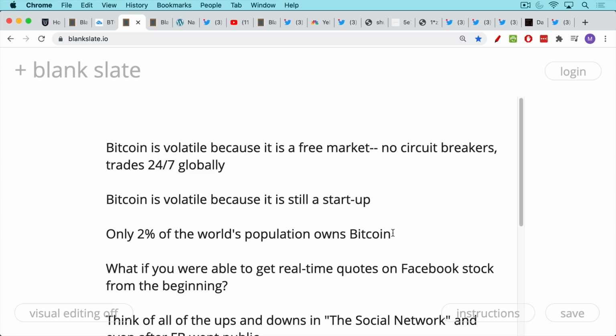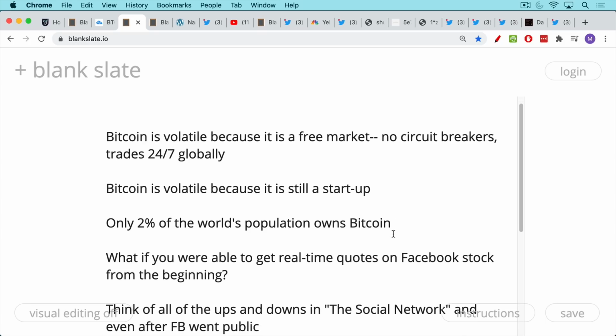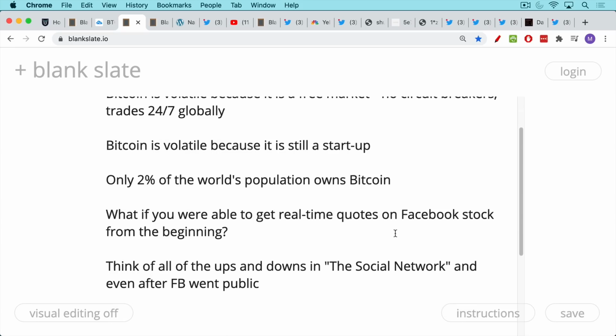But you can do a thought experiment and ask yourself, what if you were able to get real-time quotes on Facebook from the beginning? If you go back and rewatch The Social Network, the movie, and then also think about what happened after that, all the volatility before it became public, and even when it IPO'd, it crashed for a while, and then they came out with their mobile advertising and it went up a lot. Also obviously Facebook was closed on weekends, it didn't trade completely globally, it didn't trade 24/7, but this is what a new technology looks like, and there's perfect transparency in Bitcoin.